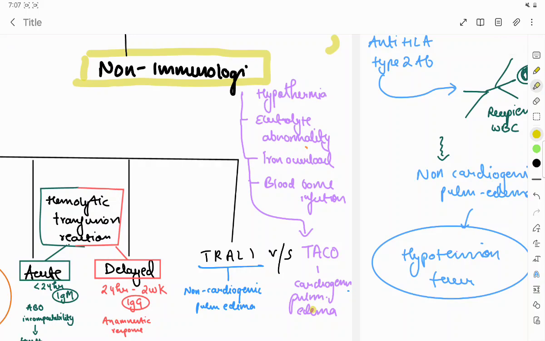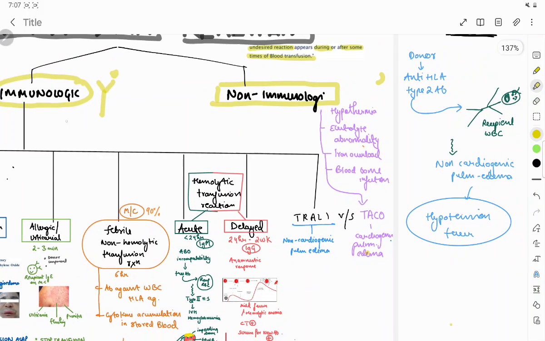blood itself. We will study about immunologic reaction in this video, but let's just name some very important non-immunologic reactions. The first one being hypothermia, that occurs because the patient is receiving blood products at really low temperature than his core body temperature. Electrolyte abnormalities like hypokalemia, hyperkalemia, hypocalcemia, and metabolic acidosis, alkalosis are well known.